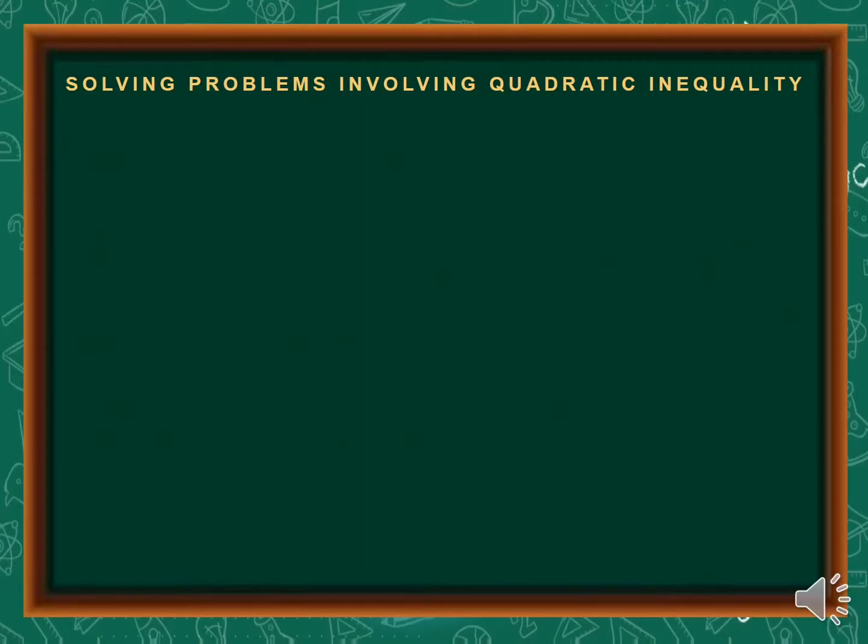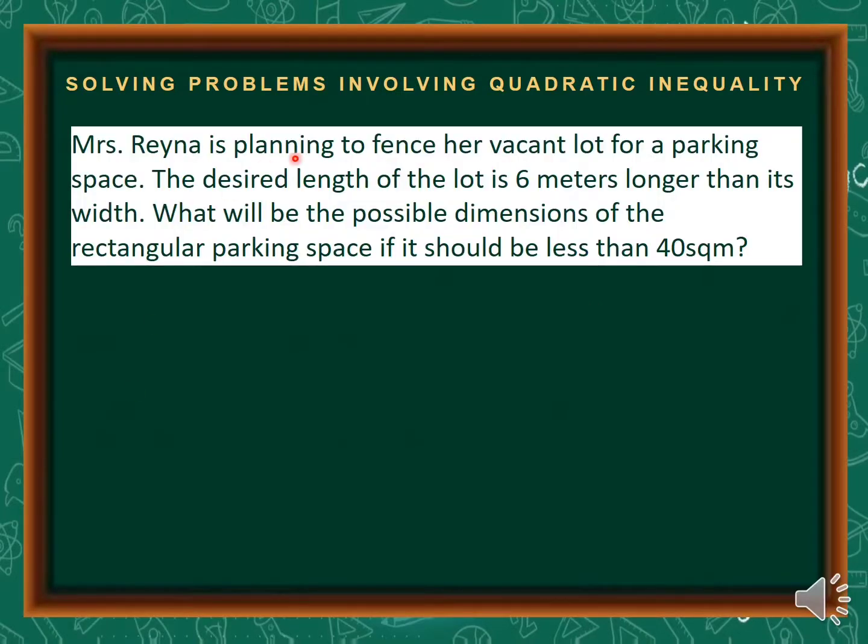Here is our sample given problem. Mrs. Rina is planning to fence her vacant lot for a parking space. The desired length of the lot is 6 meters longer than its width. What will be the possible dimensions of the rectangular parking space if it should be less than 40 square meters? Again, for the first step in solving problems involving inequalities, you have to read and understand the problem. So let us read it and understand.